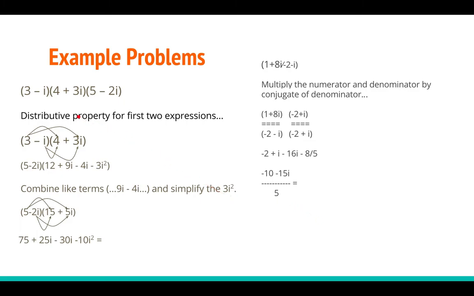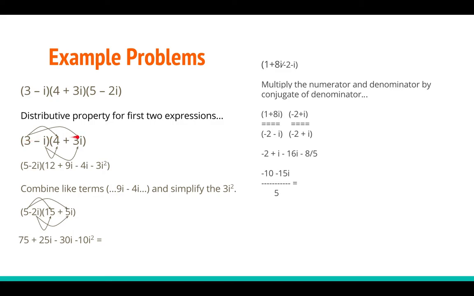So for the first problem, you're going to have (3 minus i)(4 plus 3i)(5 minus 2i). And all you gotta do is just distribute, nothing different. It's just the i. So what we're going to want to do is shut out the 5 minus 2i, isolate that, and you're just going to take the two expressions and distribute.